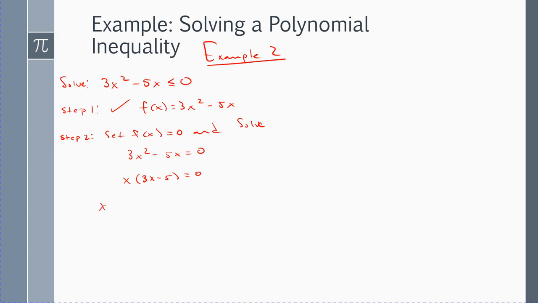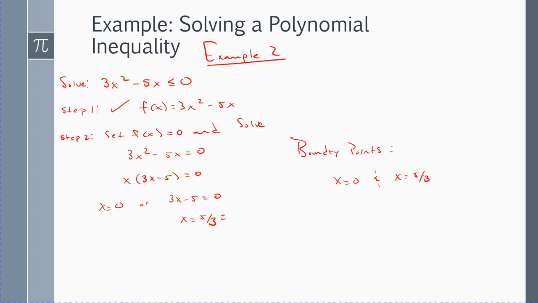So you have two solutions, right? Either x is equal to 0 or 3x minus 5 is equal to 0. So add the 5 over, divide by 3. This solution is 5/3, right? So this means, you could write this as 1 2/3, just so you can kind of help you see this, right? But the boundary values, the boundary points here are going to be x is equal to 0 and x is equal to 5/3.